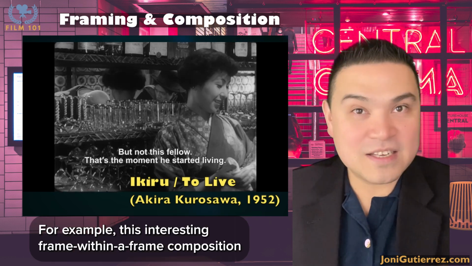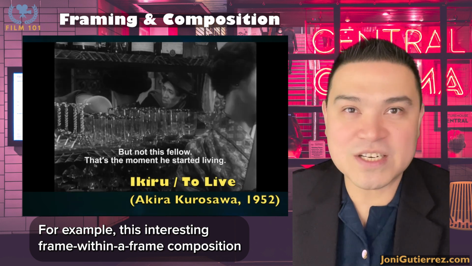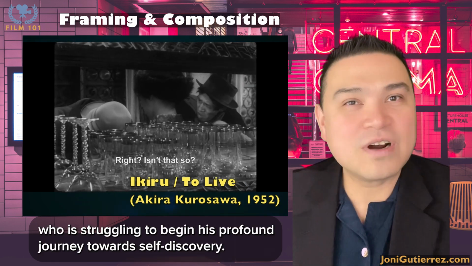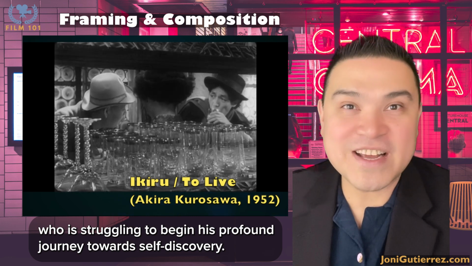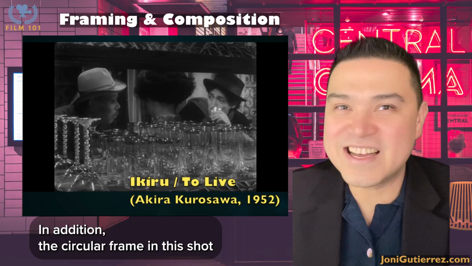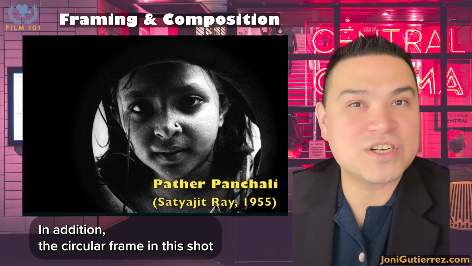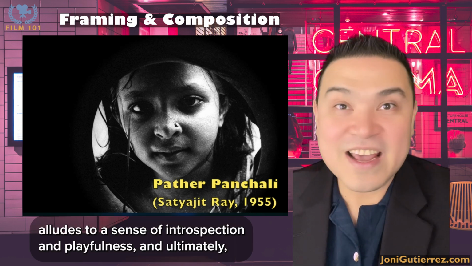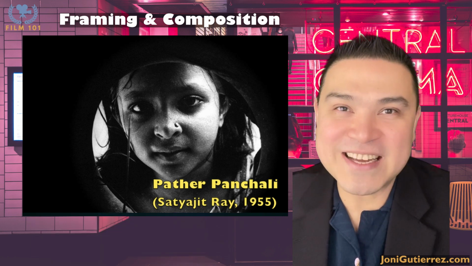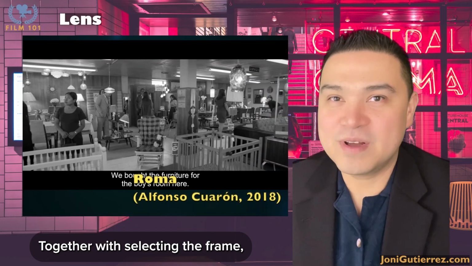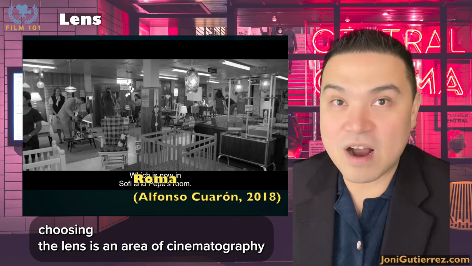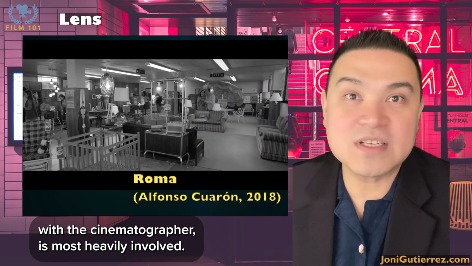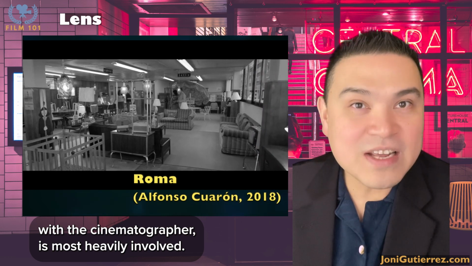For example, this interesting frame-within-a-frame composition reveals the emotional subtext of the main character, who is struggling to begin his profound journey towards self-discovery. In addition, the circular frame in this shot alludes to a sense of introspection, playfulness, and ultimately, cinematic beauty. Together with selecting the frame, choosing the lens is an area of cinematography in which the film director, in creative collaboration with the cinematographer, is most heavily involved.